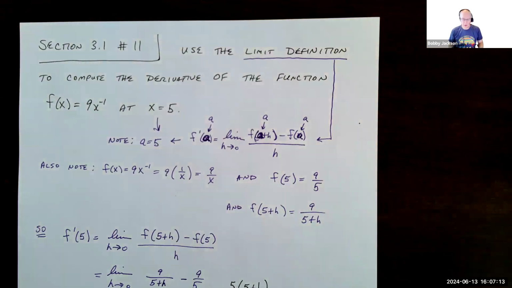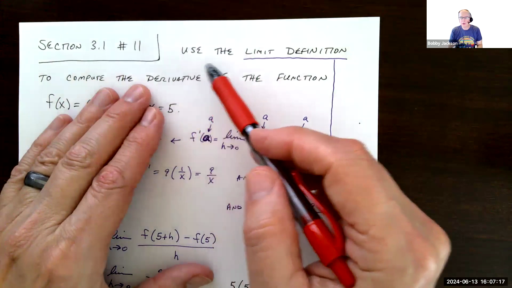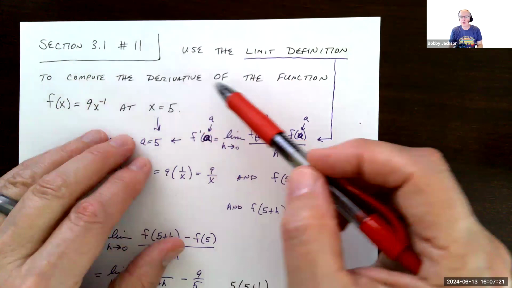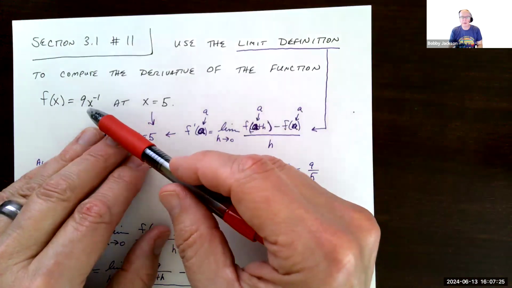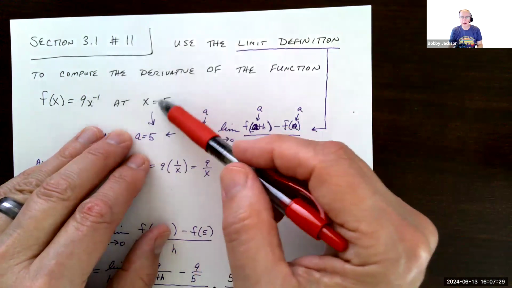Hey everyone, let's take a look at number 11 in section 3.1. We're going to use the limit definition of the derivative to compute the derivative of the function f of x equals 9 times x to the negative 1 power at x equal 5.